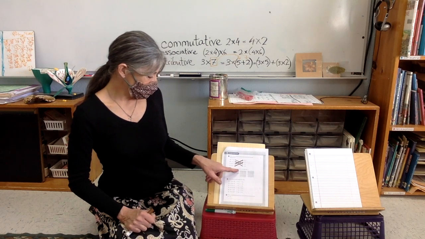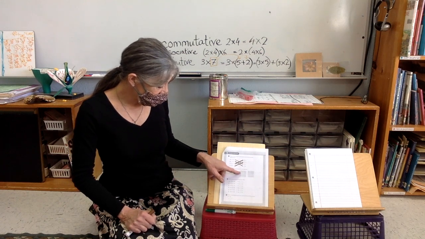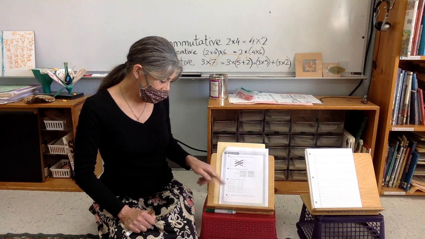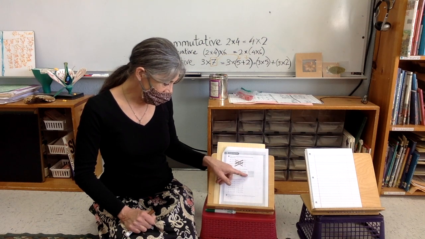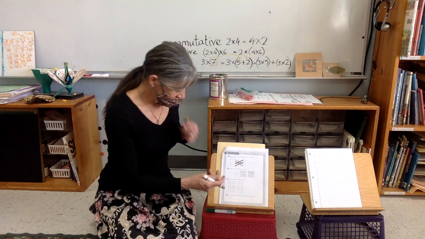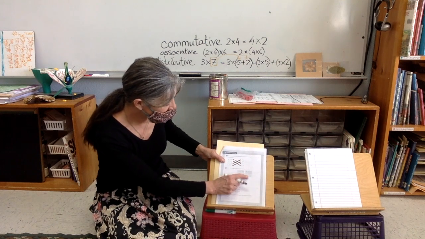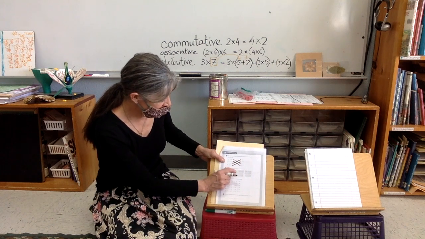Number 2. Circle the numbers that make a true statement. The inverse of 2 times 9 is 18. True. Okay, which one? It is 9 times, the bottom one. Oh, wait. No, because they're both times, so we can't do that one.